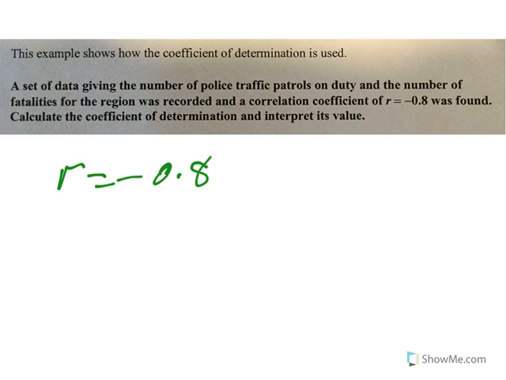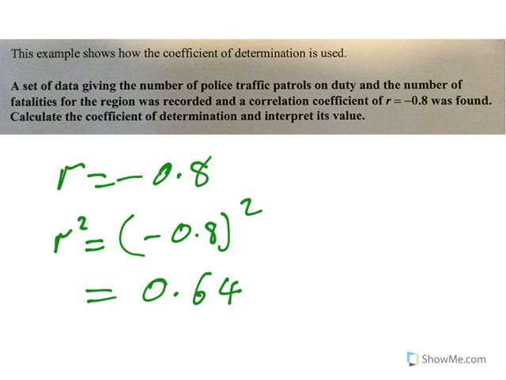Alright, so R squared is simply the R value, negative 0.8, being squared. And that, of course, is 0.64. Alright, so 0.64 somehow connects things. And so what are we connecting here? So we've got the number of fatalities and we've got the number of police traffic patrols.